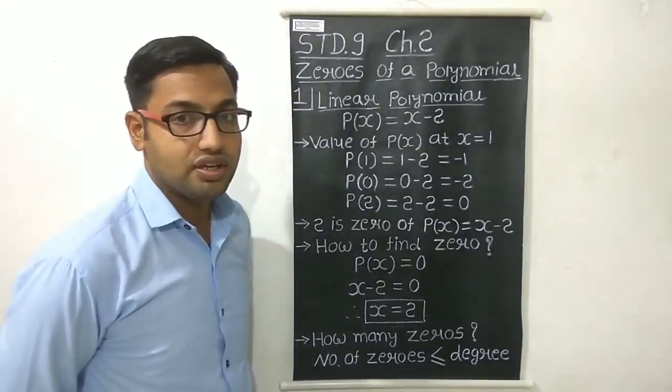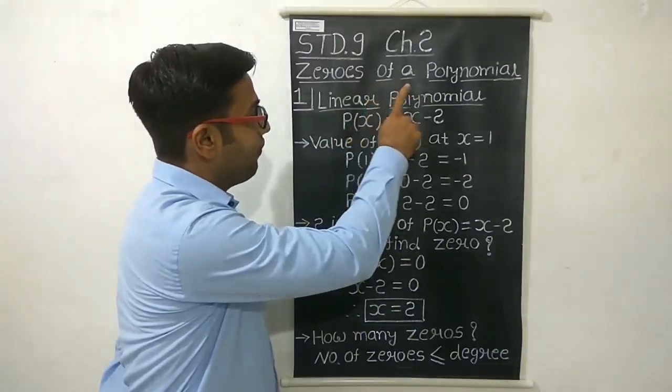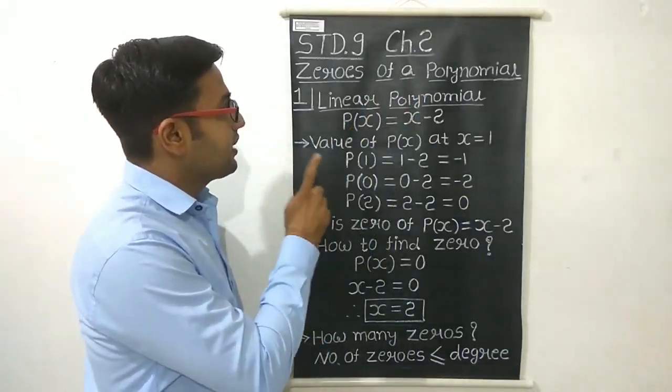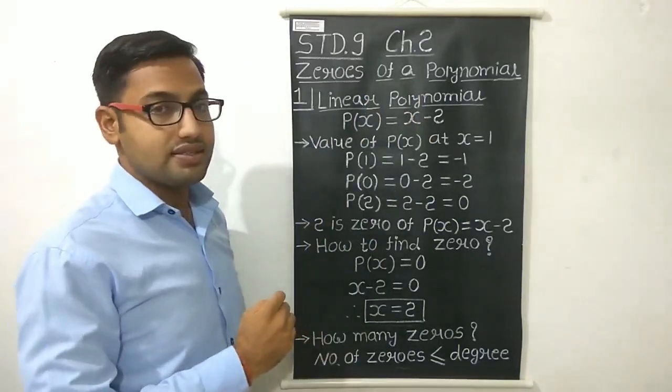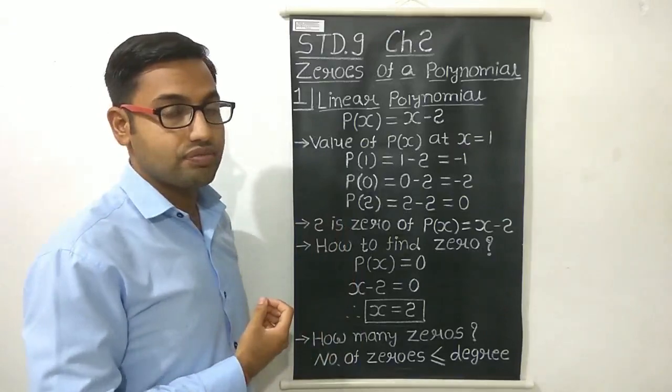Hello students, today we will study about the zeros of a polynomial. This is the topic of standard 9 chapter number 2, polynomials. In the previous class, we studied the introduction to polynomials.